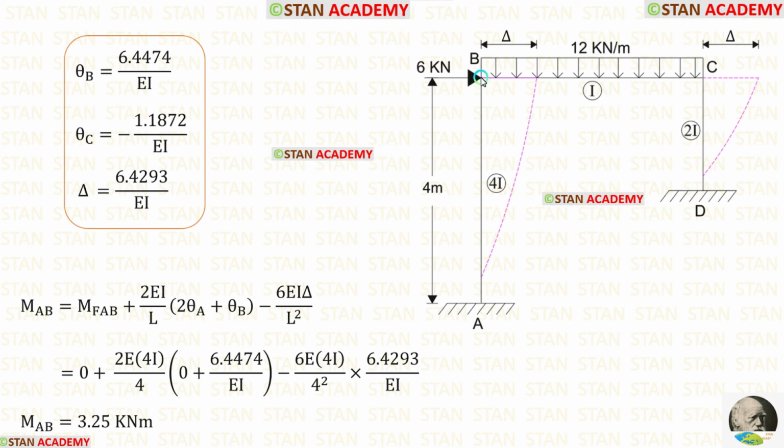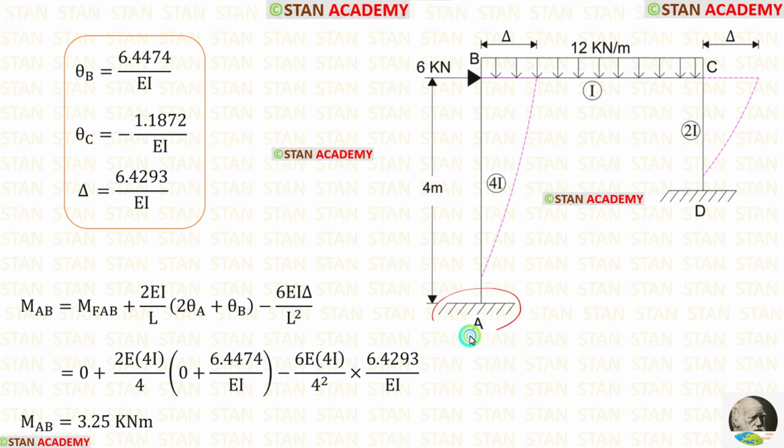First, let us make them in the column AB. Since the column AB is subjected to sway, with the equation we have to add the sway moment. Since the sway occurs towards the right side, the sway moment will be negative. Let us apply the fixed end moment. Length of AB is 4. Let us apply that. The moment of inertia for AB is 4I. So instead of I, we have to apply 4I.